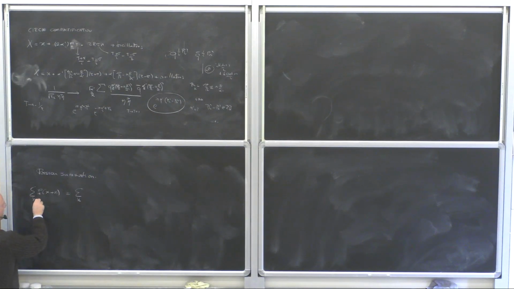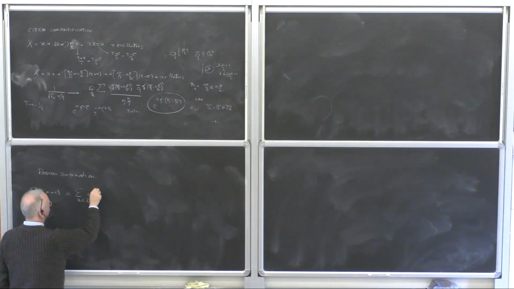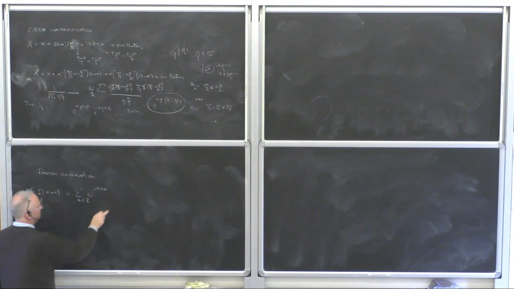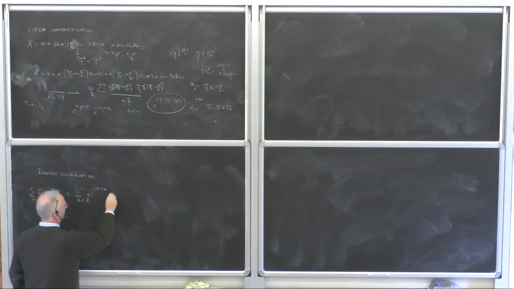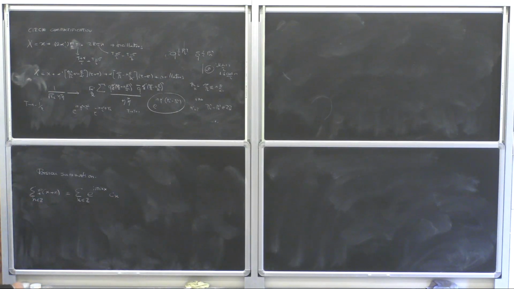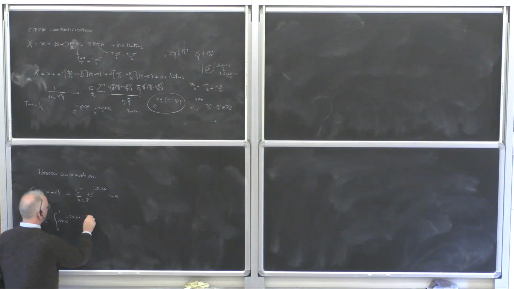So n in Z, k in Z, and then you have e to the 2 pi i kx times c_k. And the coefficient c_k, by orthonormality of these exponentials in the interval 0, 1, you can write as the integral from 0 to 1 dx e to the minus 2 pi i kx, sum on n of f of x plus n.